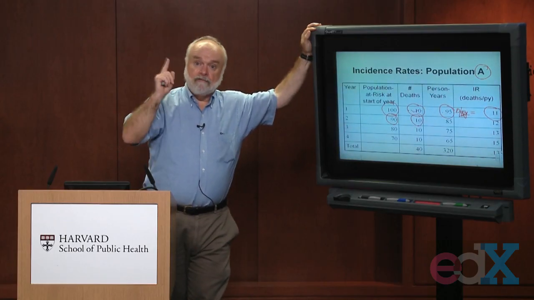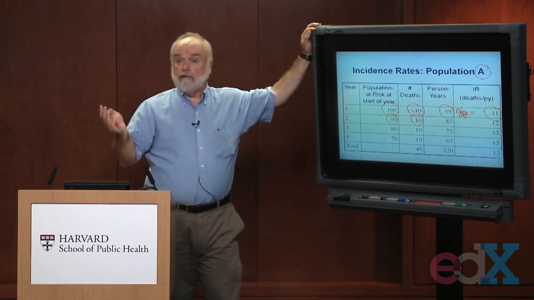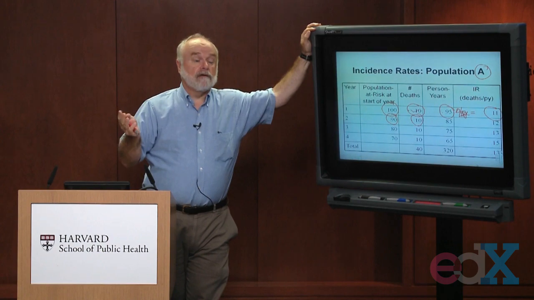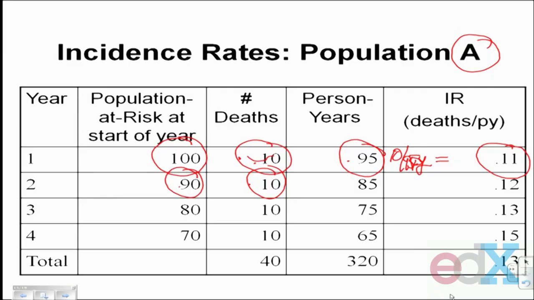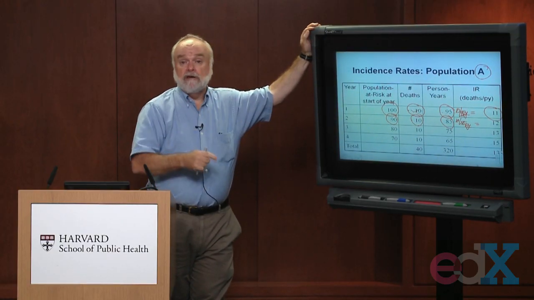80 people gave me a full year of follow-up. The other 10 gave me, on average, a half year of follow-up. In total, another 5 years. So those 10 cases of death would occur from 85 person years of follow-up. The incidence rate, therefore, would be 10 divided by 85 person years, which is equal to 0.12 deaths for every 1 person year. And I can do the same thing for year 3 and year 4.